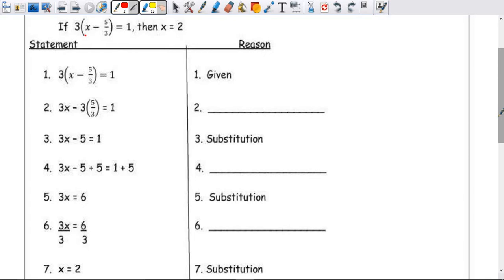So our first reason is always given. We always put the hypothesis of this conditional statement as our first statement, and the reason is that it is given. Now we look at statement number 2. We have 3 times x minus 3 times 5/3. So it looks like 3 got multiplied to both things inside this parentheses. So that would be the distributive property. All right, just exactly how you would solve it. So we just have to give that reason.